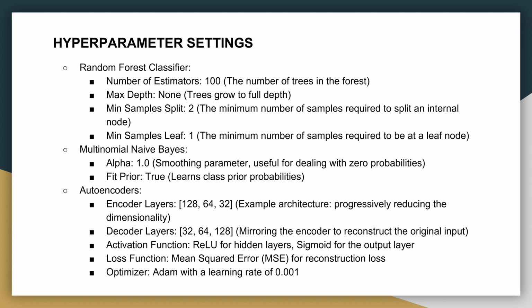The autoencoders were configured with progressively reducing encoding layers, that is 128, 64 and 32 units, and mirrored decoder layers. We used the ReLU activation function for the hidden layers and sigmoid for the output layer, optimizing the network using the Adam optimizer with a learning rate of 0.001.